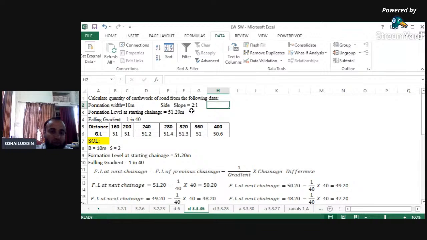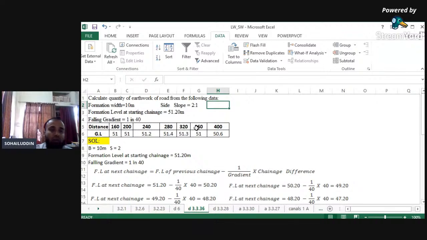So there is no confusion regarding whether we have to take it in cutting or in filling. Side slope for both cases we have to take as 2:1. That is 2, SC, slope in cutting, and SB, slope in banking. For both cases we have to take 2. Formation level at the starting chainage is given as 51.20. That is formation level FL for the first chainage, that is for 160, FL is given as 51.20.